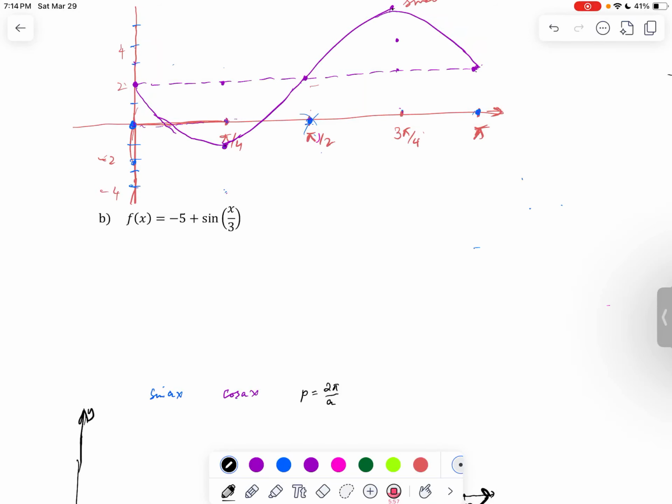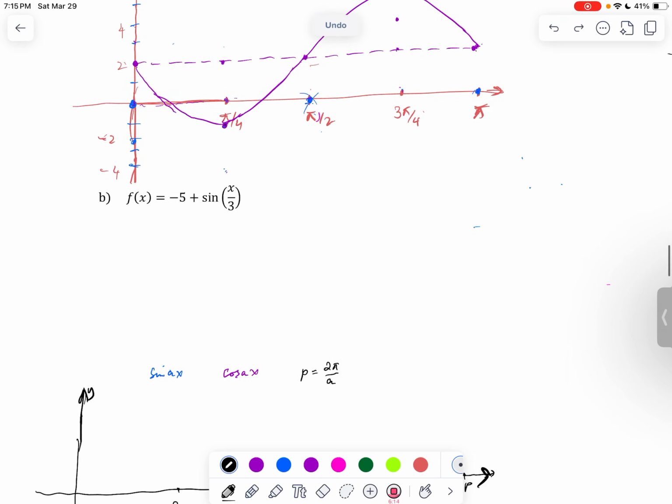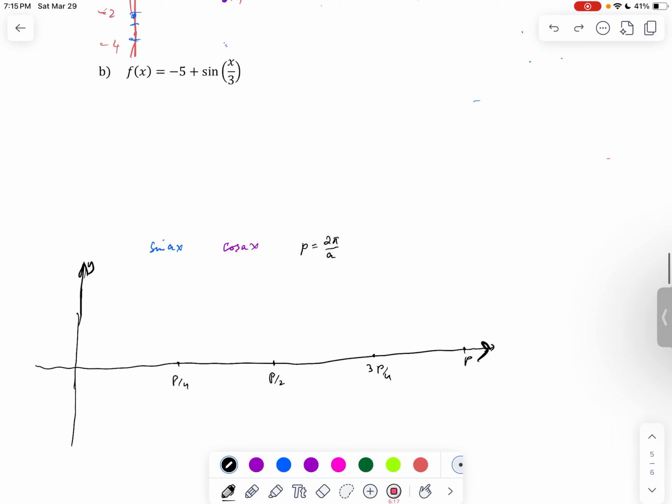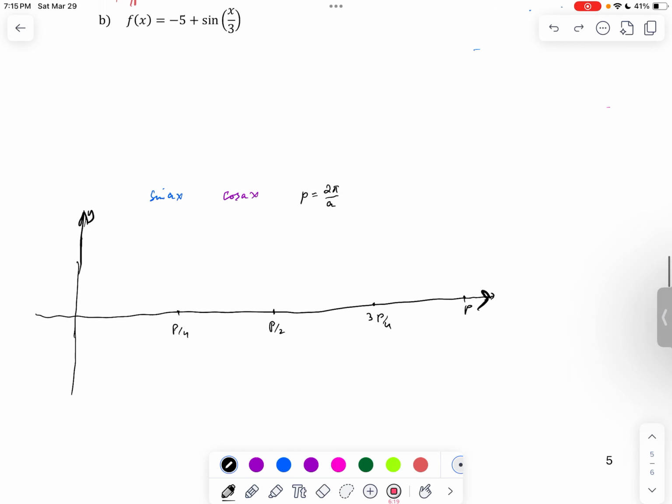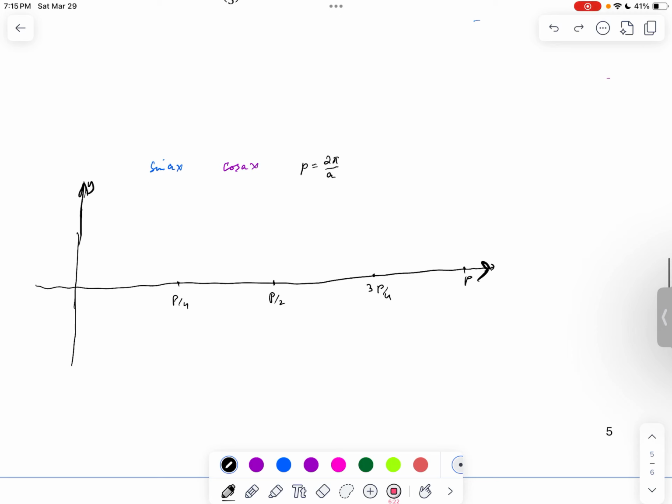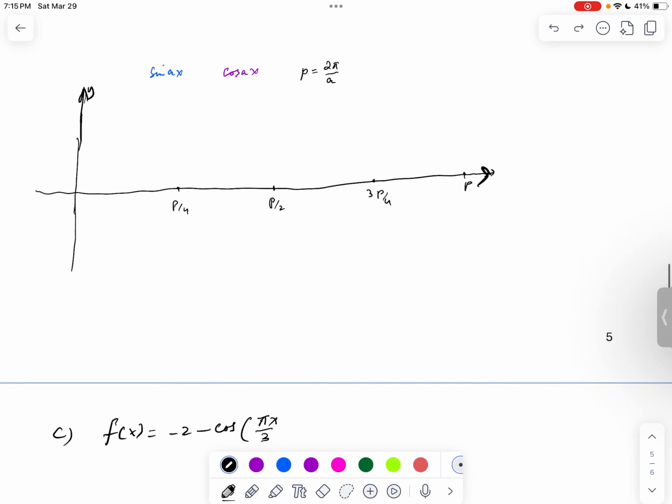So we are continuing with section 5.3, 5.4, and by now I hope you got the idea of how to graph these functions. Especially the first thing is how to find the period. So once you have the period, remember for the cosine ax type of functions, what you have to do is find the period by using this formula here. So this is the formula for finding the period.